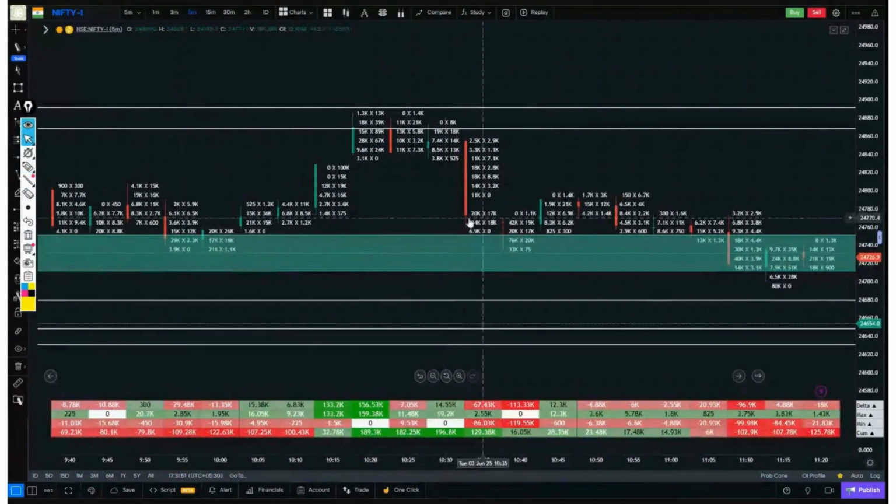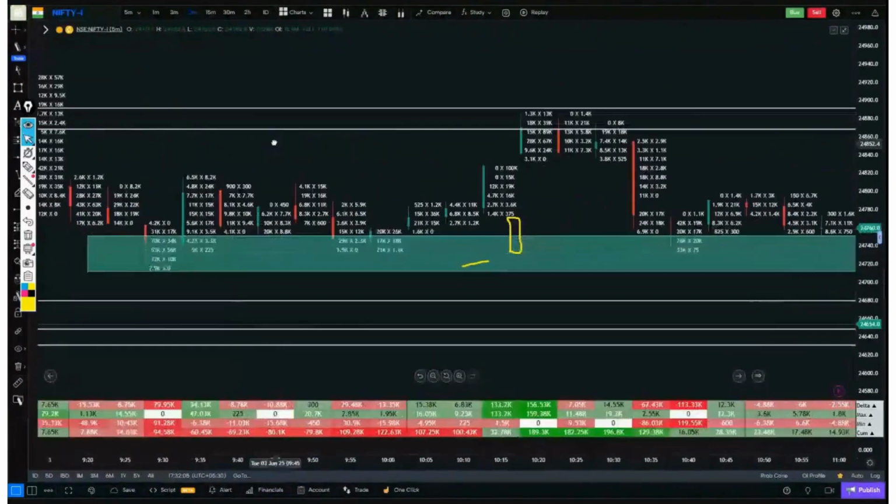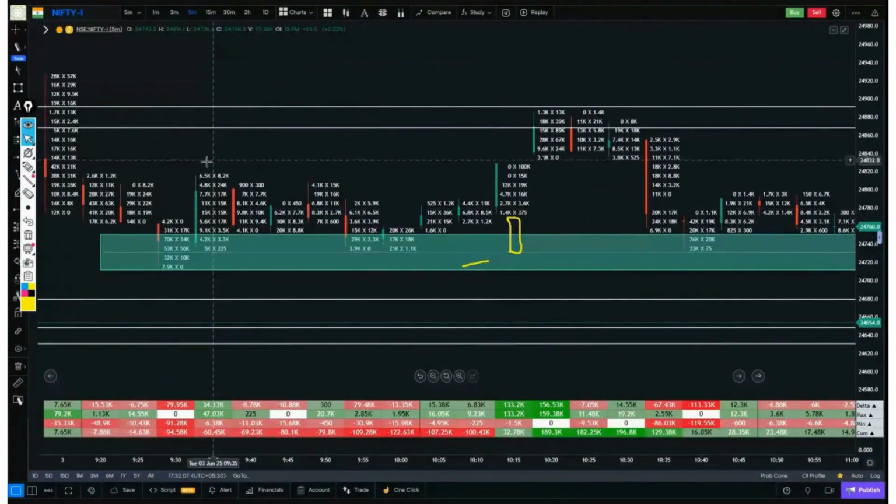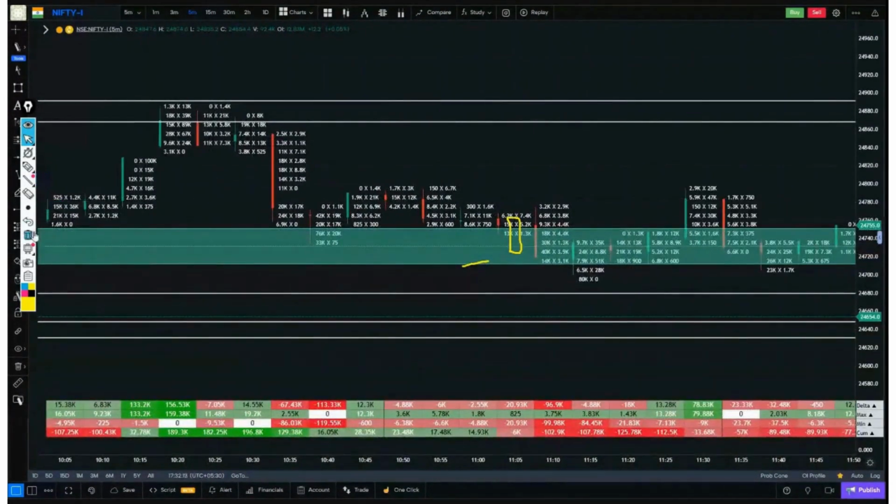Now, there was significant selling in this candle. There was considerable selling in this candle as well. There was selling of around 1 lakh. Again, there was a selling absorption around the same zone. But just like here, where the selling was absorbed and buyers had entered, then there was a pretty good move on the pullback. What happened here?